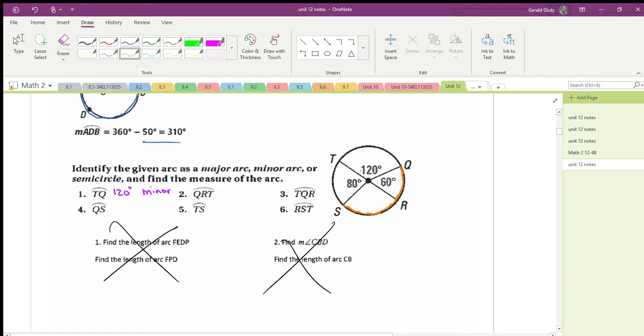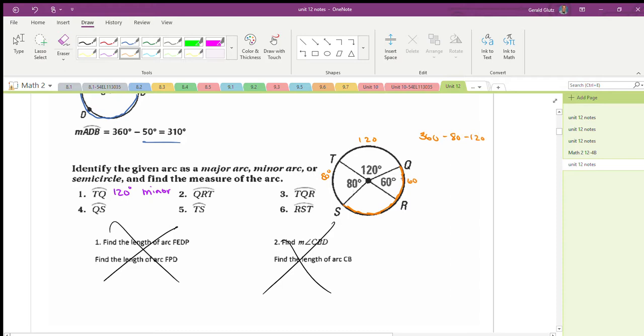So this is 60, this is 80, this is 120, so we got to figure out what this is. So that means this is 120, this arc. That arc is 60, this arc is 80, so we got to figure out what this arc right here is. So remember, all around the circle is 360 degrees. So we used 80 of it right there. We used 120 of it right here.